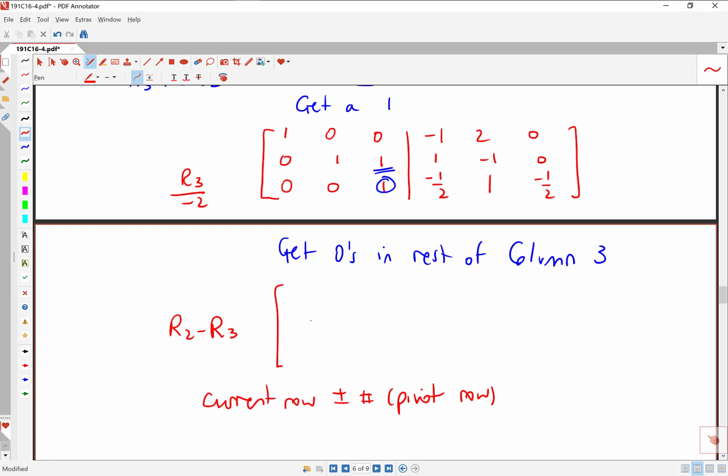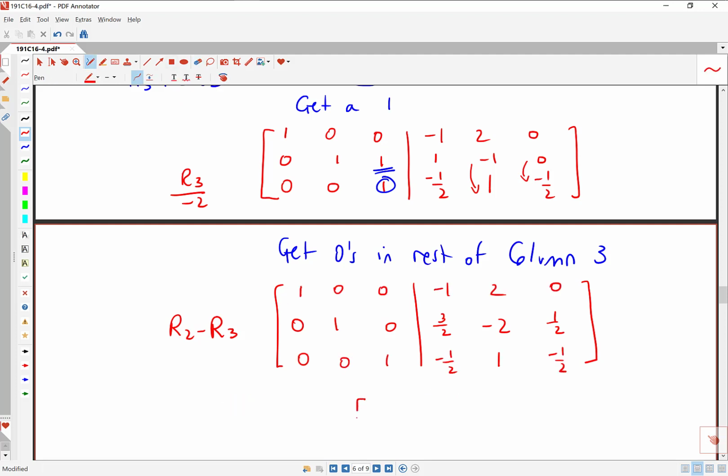Row 2 minus row 3, 0, 1, 0. We'd have 1 minus a half. We'd have 1 minus a negative half. So that's 1 plus a half. Let's call that 3 halves. Continuing to work our way across, minus 1 minus another 1 gives us a negative 2. And then 0 minus a negative half is going to give us a positive half for that middle row. And then top and bottom rows can be recopied.